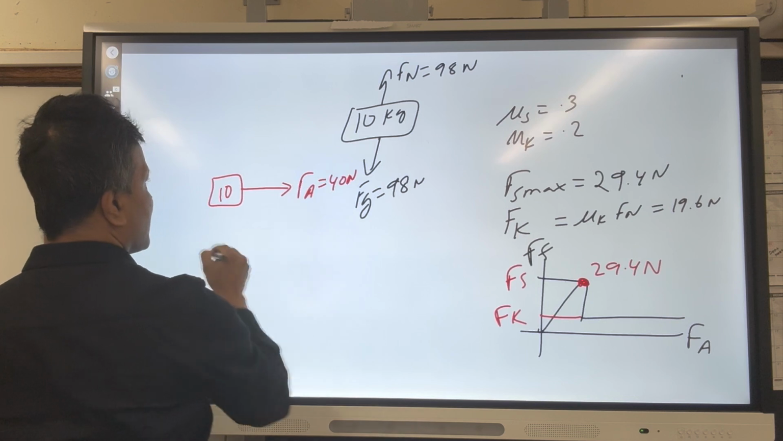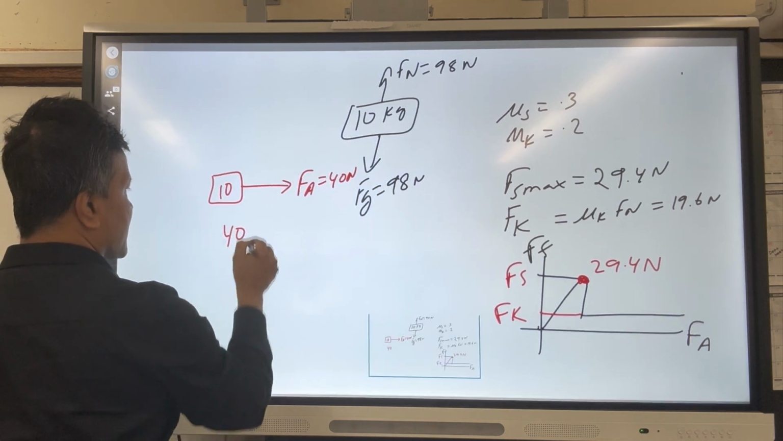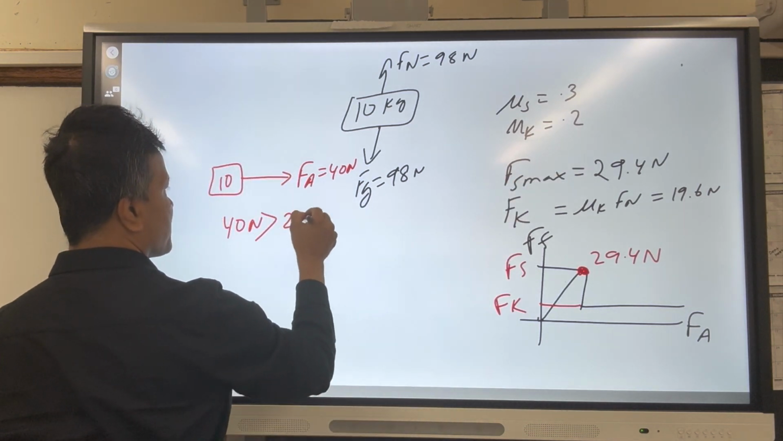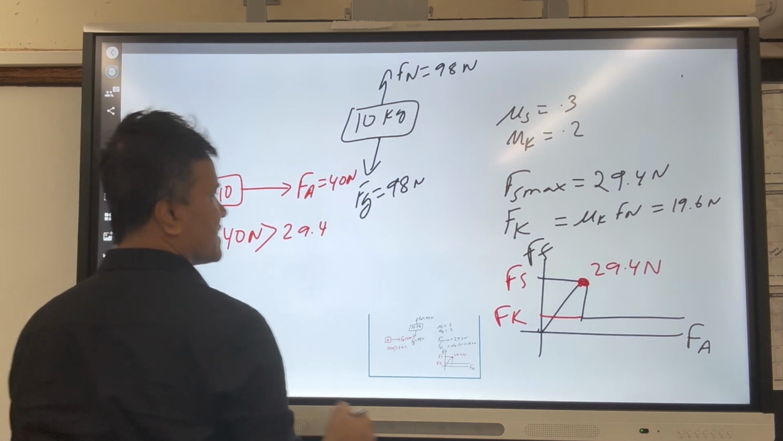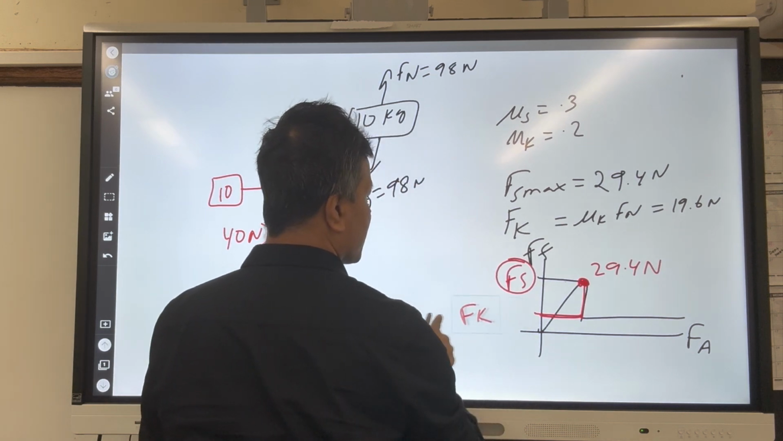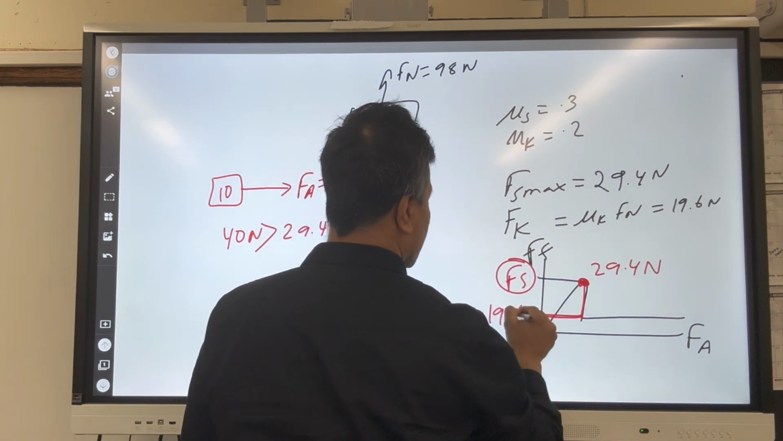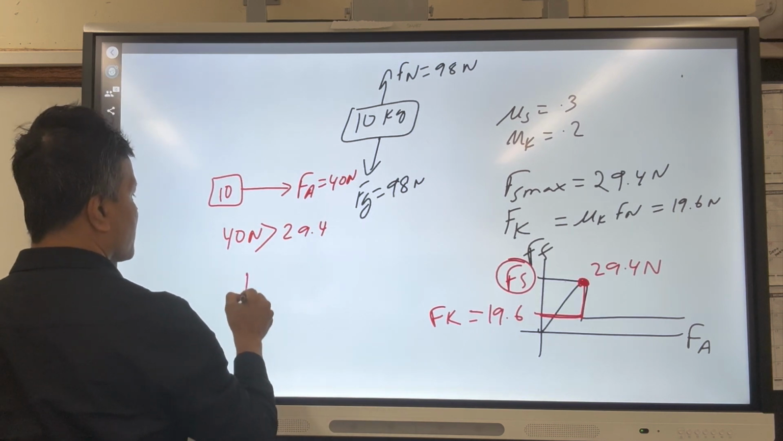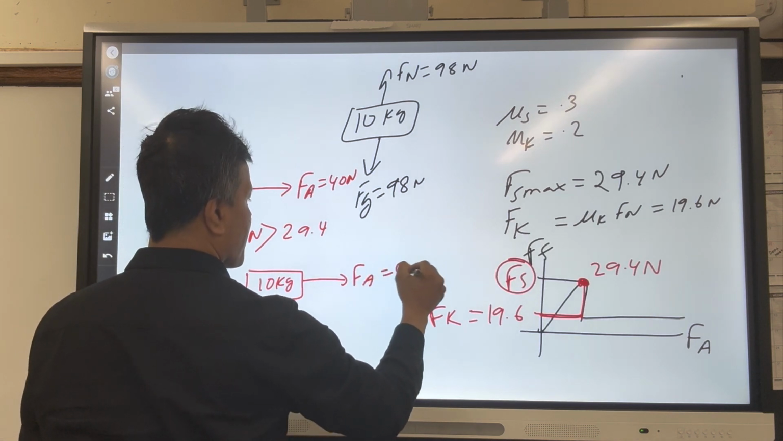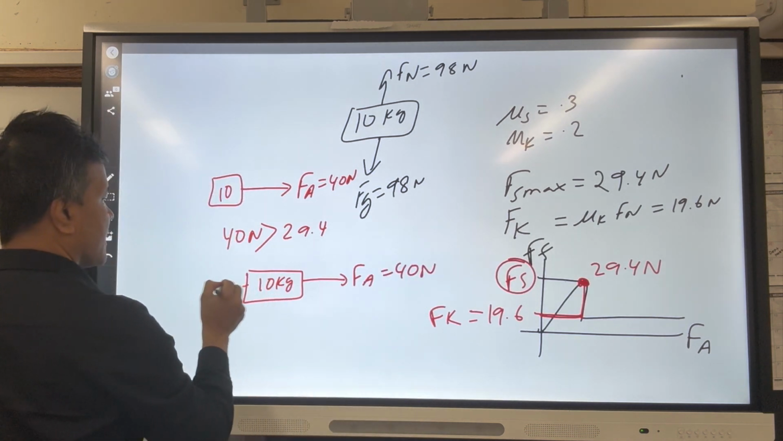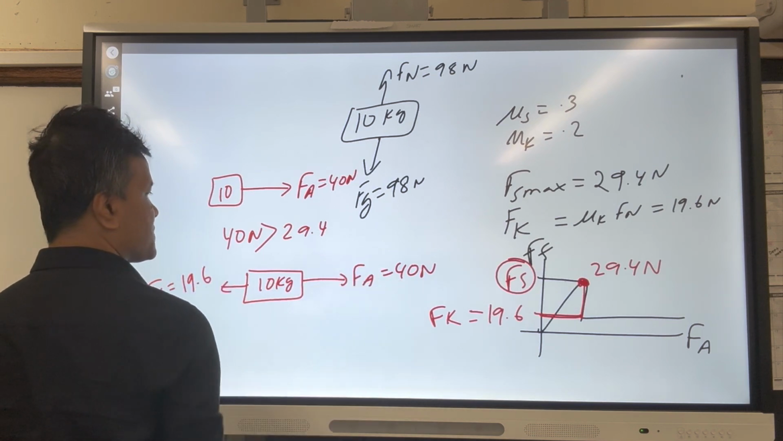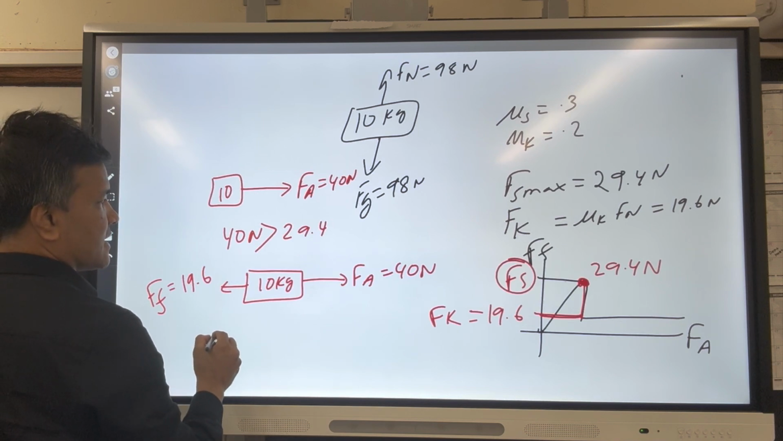Applied force is 40 Newton, right? And 40 Newton is bigger than maximum friction possible, right? 29.4. Therefore, static friction will become kinetic friction, right? So the kinetic friction would be how much? 19.6. So now let's see. You have a box, 10 kilogram, right? Applied force is 40 Newton, and friction has to be now 19.6, right? Because of that reason, we have to find acceleration.